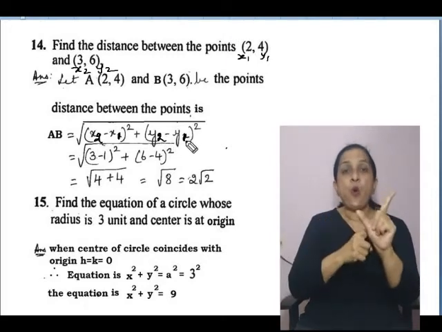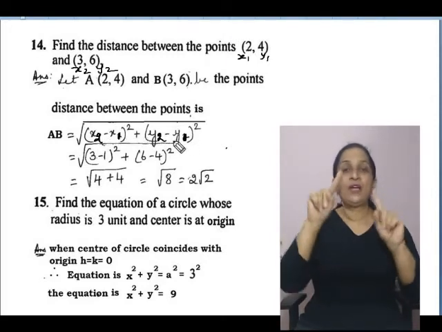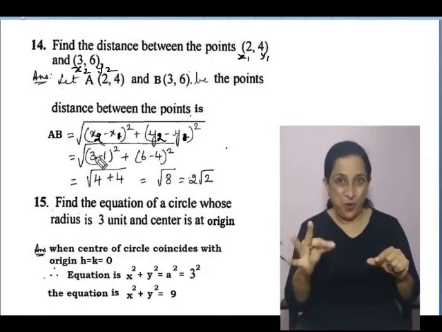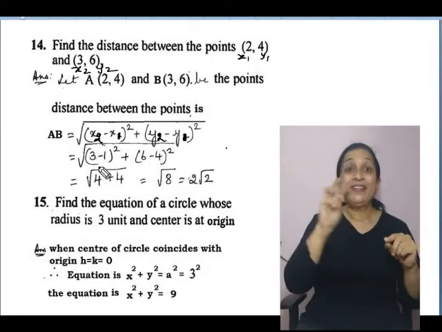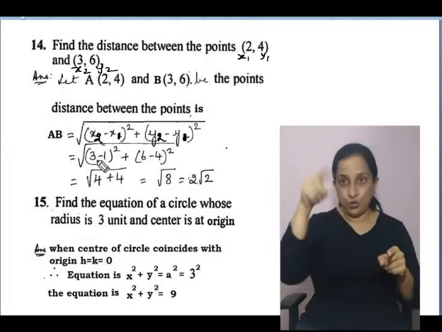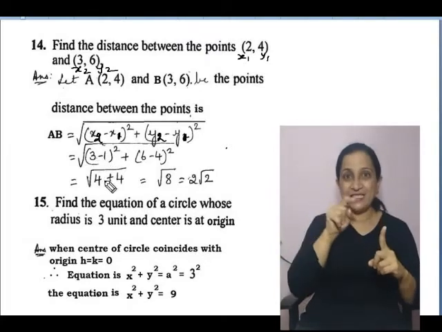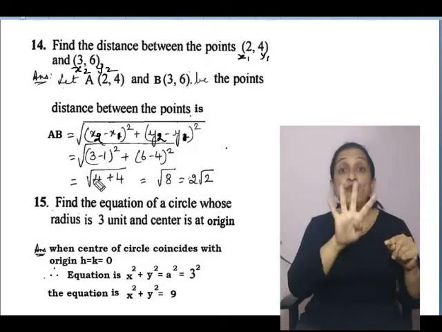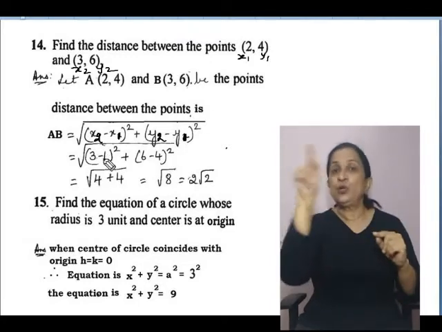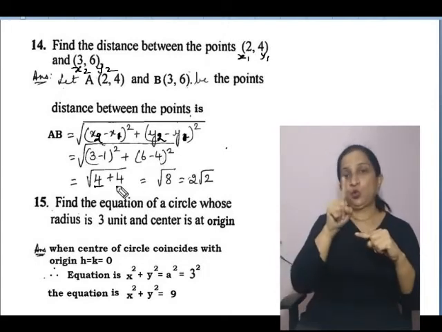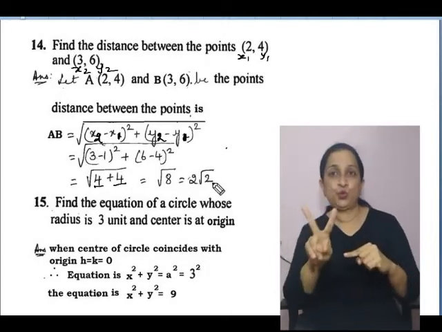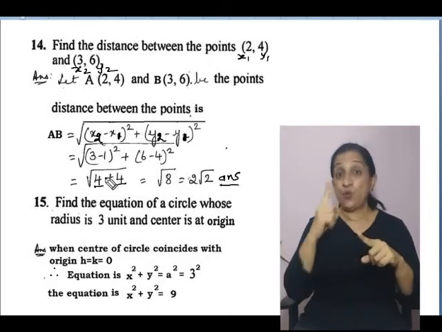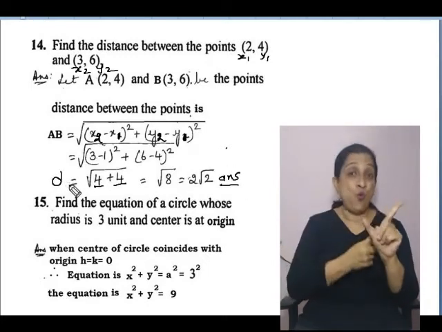So the formula is square root of x2 minus x1 squared plus y2 minus y1 squared. So you put x2 as 3 minus 1 squared. If it is minus, be very careful, you have to put minus of minus. So it is 3 minus 1 squared plus 6 minus 4 squared. So 2 squared is 4. Again 6 minus 4 is 2, squared is 4. So root of 8, which is nothing but 2 root 2. This is the distance between the 2 points.